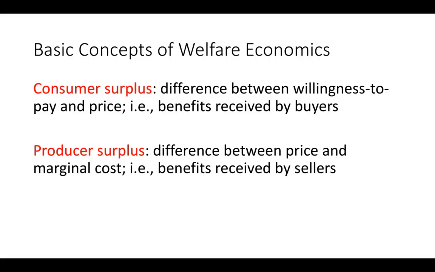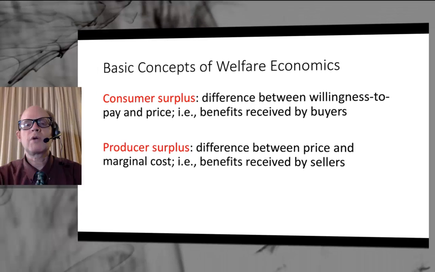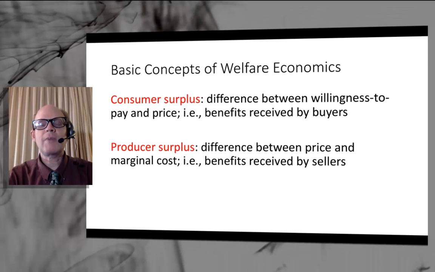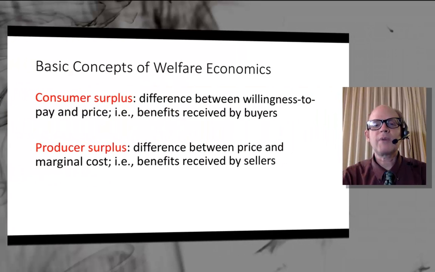We talked about consumer surplus, which represents the benefits received by buyers from participating in a market. That's the difference between the willingness to pay, the value they place on a good or service, and its price. Then we had producer surplus, which is the difference between the price received by the seller and the marginal cost of producing that unit of a good. So that can be thought of as the benefits that are received by the sellers.